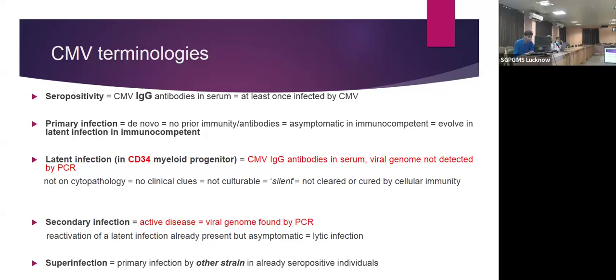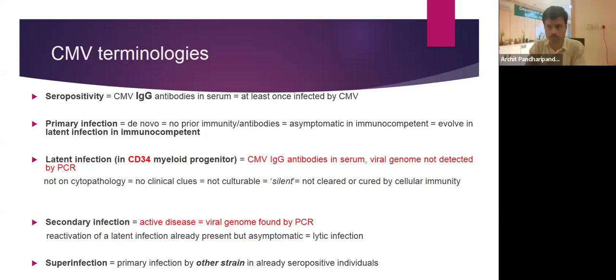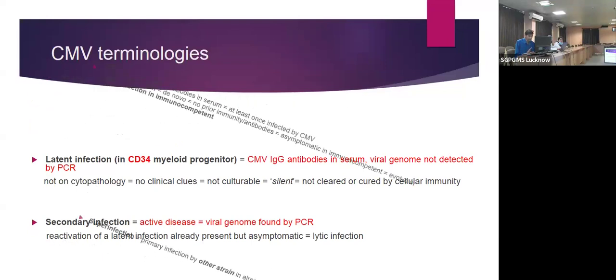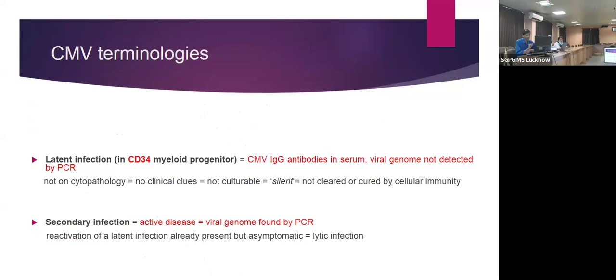And superinfection, okay, these are all terminologies, but we are concerned with these two things. Latent infection means the primary infection happened. That is the case with every individual in the world, and in the immunocompetent it goes dormant. There is no evidence of any infection apart from IgG antibodies.